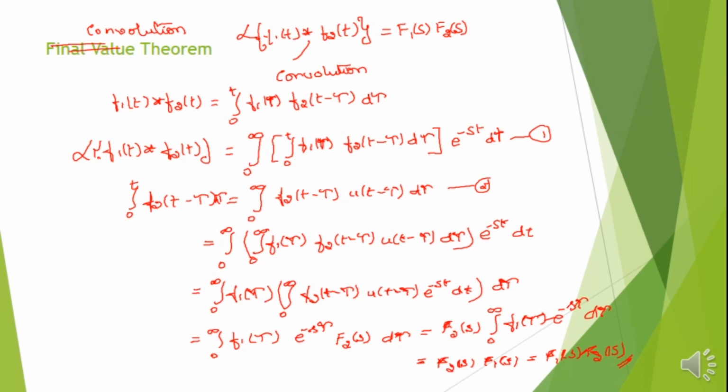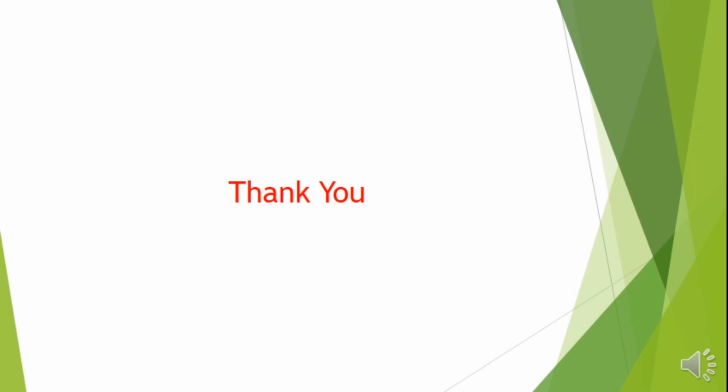So the Laplace transform of two convoluted signals, f1 of t convolution f2 of t, is equal to F1 of s F2 of s. This is also one of the very important theorems in the Laplace transform. In this session we have studied the initial value theorem, the final value theorem, and also the convolution theorem. So these three theorems are very important to find the initial value and final value of f of t, as well as to find the convoluted signal. Thank you.